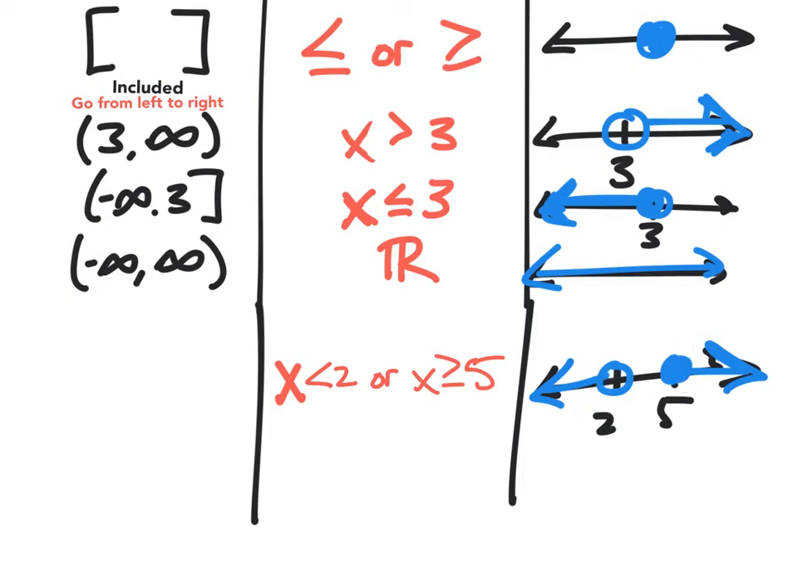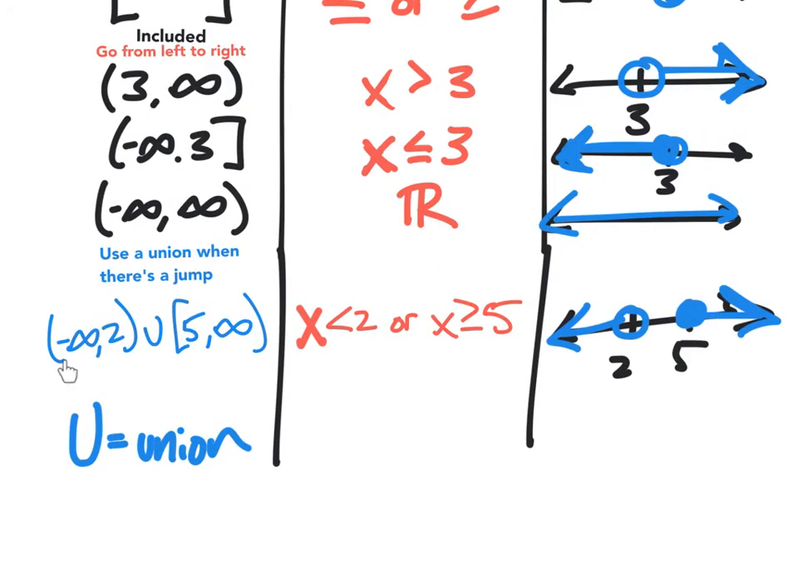Anytime we have a jump in interval notation, we're going to use a union. So we're going to use a union anytime there's a jump, and this U will be a union. So here's how we would write it out. Negative infinity to 2, which is what we see here, union, so jump over, 5 to infinity.